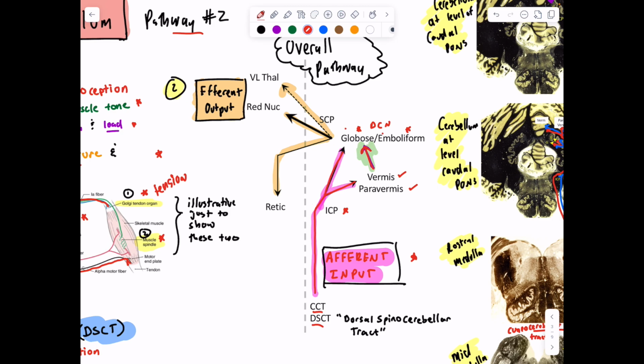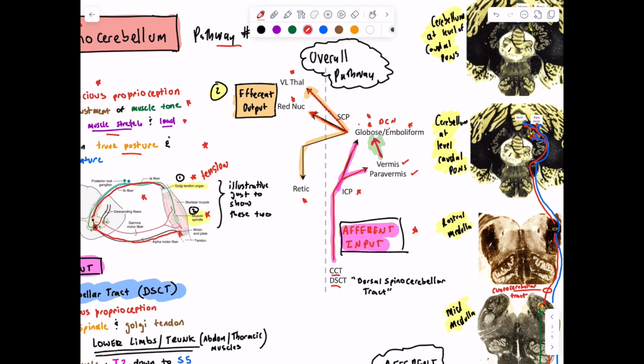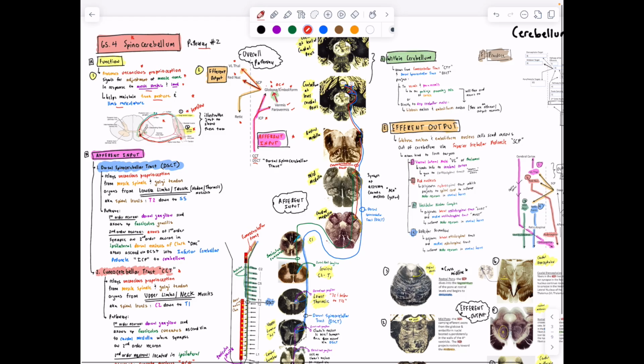Again, gorillas eat. From there, we know these guys are efferent, so they're going to send out information through the superior cerebellar peduncle, and that will go to the ventrolateral nucleus of the thalamus, the red nucleus, or the reticular formation overall. And there's actually one more, which is the vestibular nuclei it can also go to.